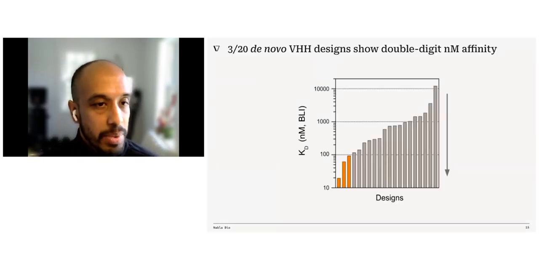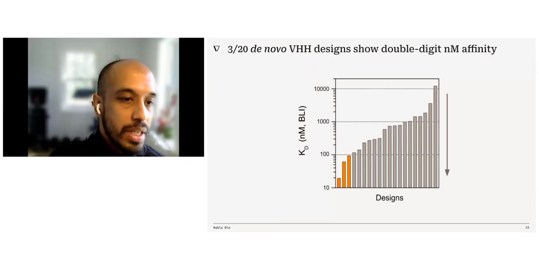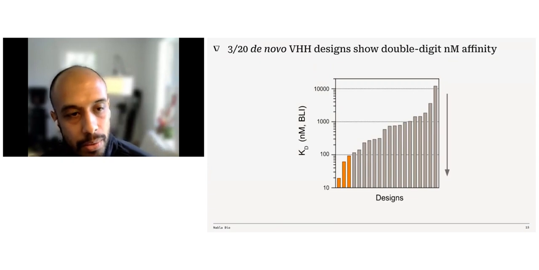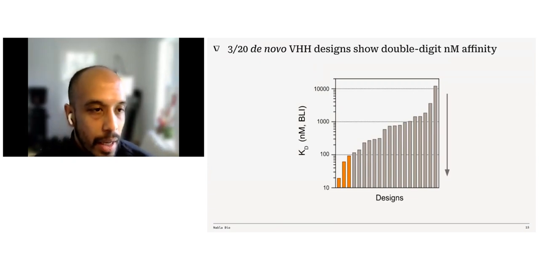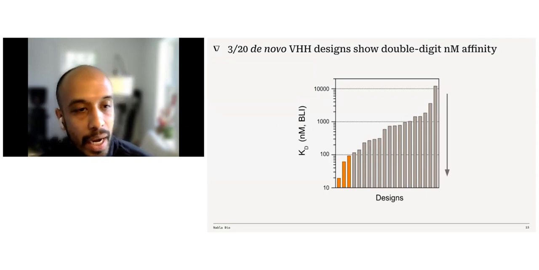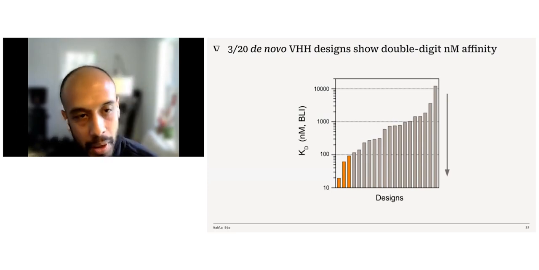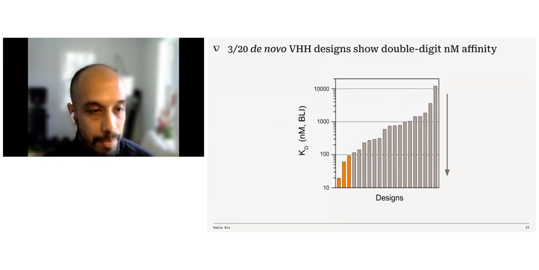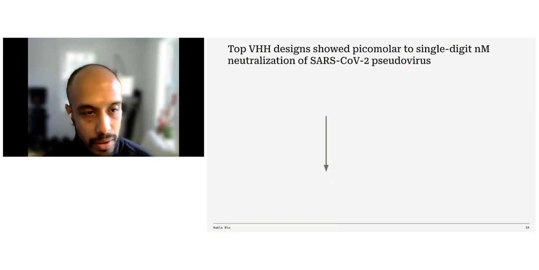We produced a subset of these as VHH-Fcs and characterized their KD to RBD by BLI. We saw that 3 of the 20 actually had double-digit nanomolar affinities. Most of them had triple-digit nanomolar affinities, and a minority of them were micromolar binders or worse. Just to orient you on the plot here, the various bars in this plot are each a different design that we made, and the y-axis is the KD or binding affinity, lower being better.